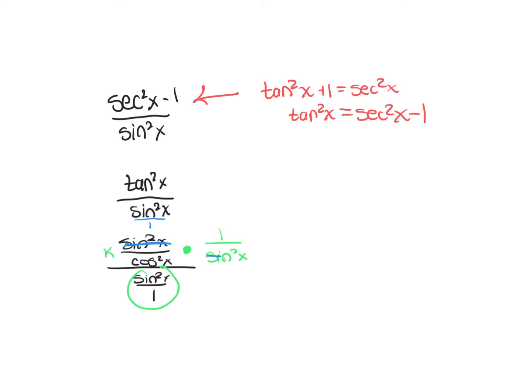Sine squared on top and sine squared on bottom will cancel off, leaving you with a 1 over cosine squared x, which from the last problem we know is secant squared x. And there's our answer.